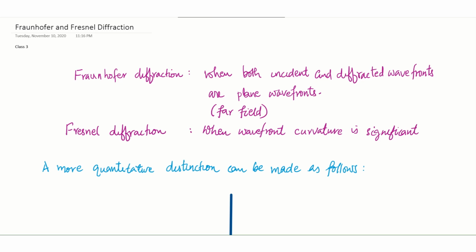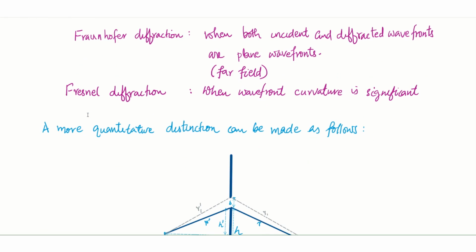Fresnel diffraction is applicable when the wavefront curvature is significant. We have to really take into account the curvature of the wavefront. This normally happens if you have a point source which is very close to the aperture or slit. Maybe you can make a more quantitative classification.